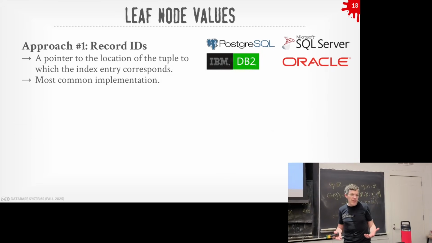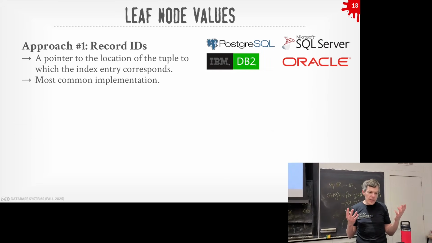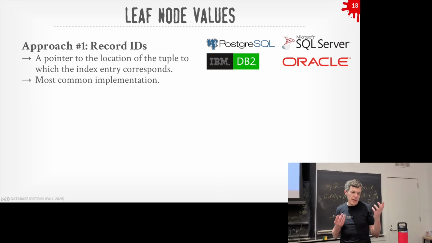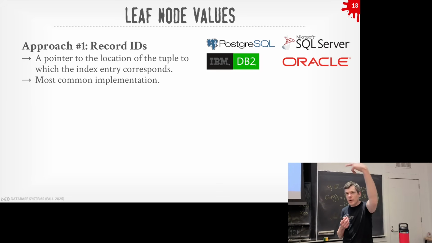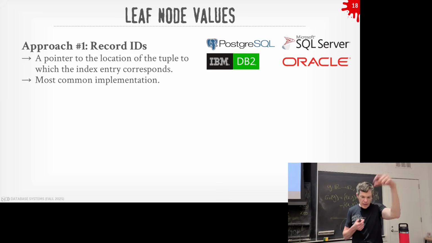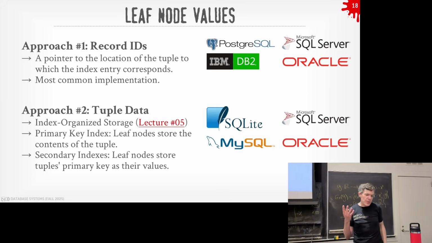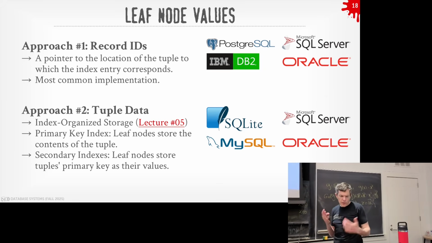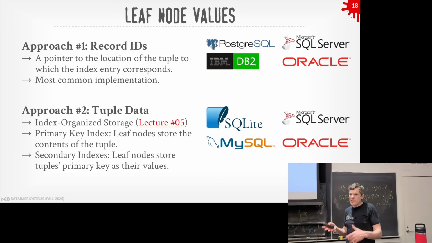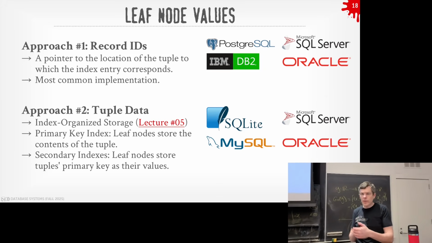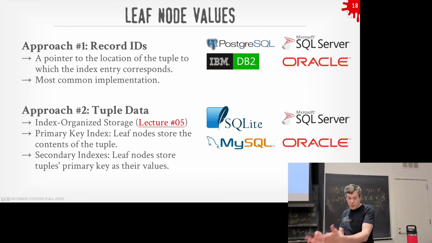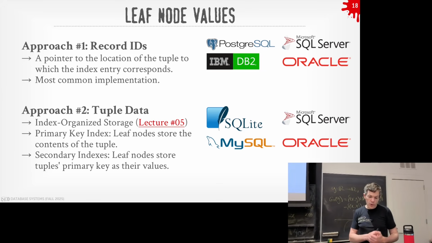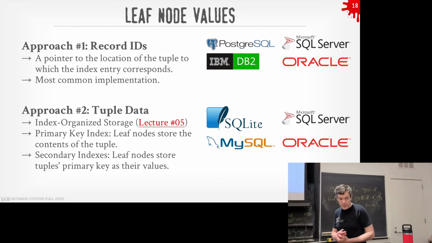All right, so I've already said this. What are going to be the values in our leaf nodes? In most systems, it'll be the record ID, which is a page number and an offset, and that's always going to be fixed length, which allows us to jump to what we want. In other systems, it can actually be the tuples themselves. We saw this in index organized storage in MySQL, Postgres, Oracle and other systems. MySQL and SQLite give you this by default. When you create a table, you get it. In SQL Server and Oracle, you have to explicitly say that you want it.